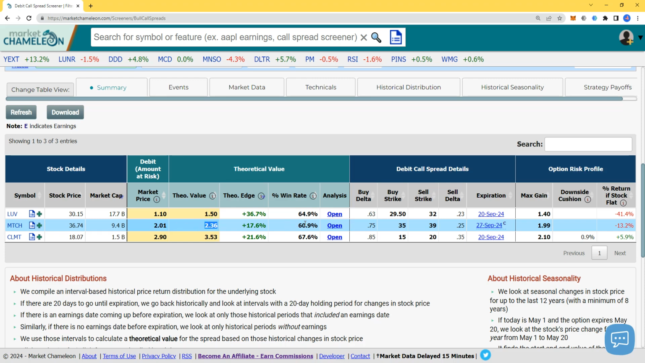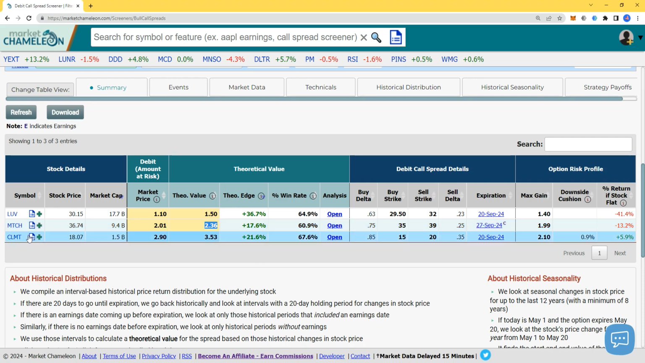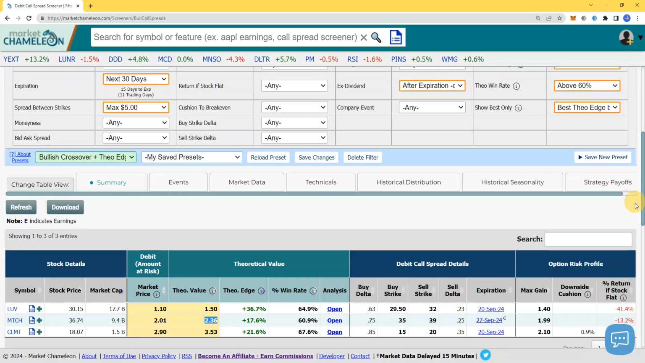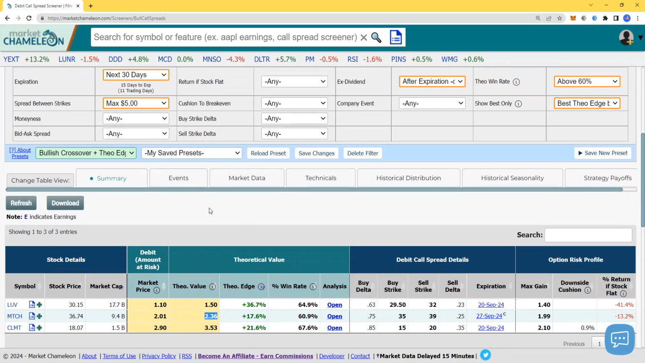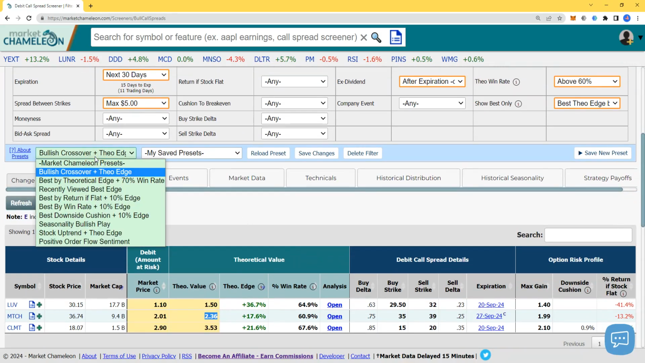I don't like 60% odds. We're going to change another filter in a minute. I don't know what this one is, but that's just one filter to go: bullish crossover plus theoretical edge. So let's do the next one.